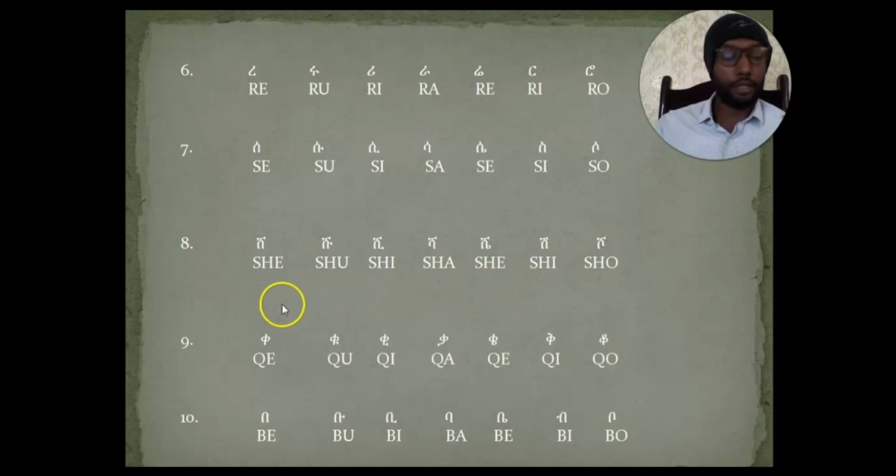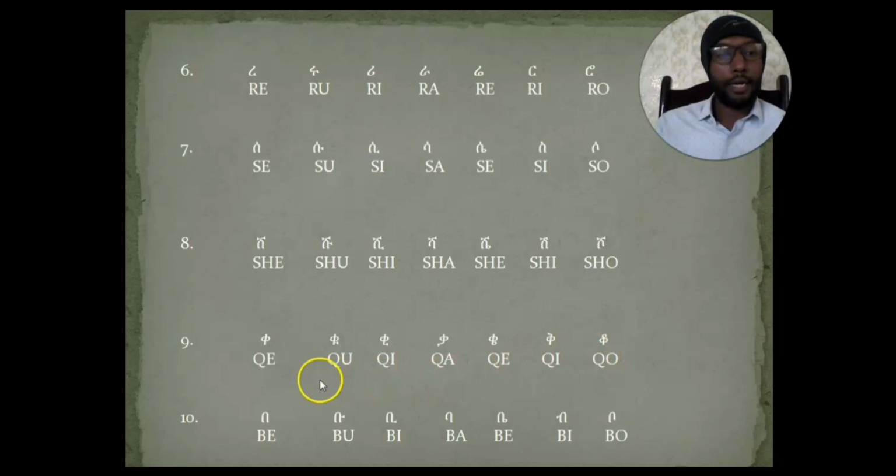Okay. Now let us proceed to number 9. Number 9, basic Amharic alphabet, is called Ka. And the subgroups under basic alphabet Ka are Ku, Ki, Ka, Ke, K, and the last one is Ko.